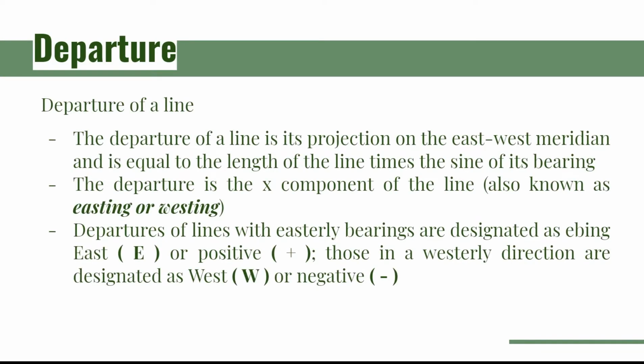Departure. Departure of a line is its projection on the east-west meridian and is equal to the length of the line times the sine of its bearing. The departure is the x component of the line, which is also known as easting or westing. Departures of lines with easterly bearings are designated as being east or positive. Those in a westerly direction are designated as west or negative.